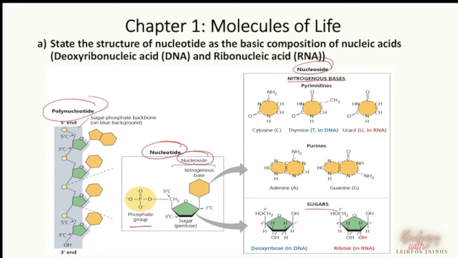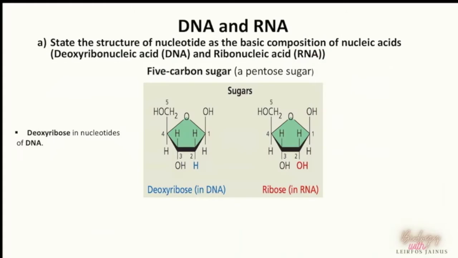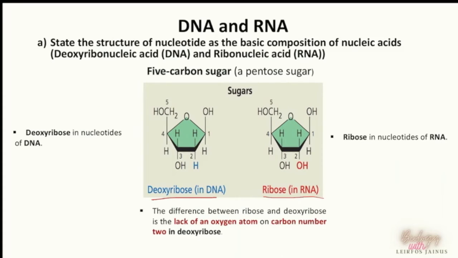The nitrogenous bases consist of pyrimidines, which are cytosine, thymine in DNA, and uracil in RNA, and purines, which are adenine and guanine. For the sugar, in DNA it is called deoxyribose, and in RNA it is called ribose. The 5-carbon sugar or pentose sugar is deoxyribose in DNA and ribose in RNA. The difference between ribose and deoxyribose is the lack of an oxygen atom at carbon number 2 in deoxyribose.